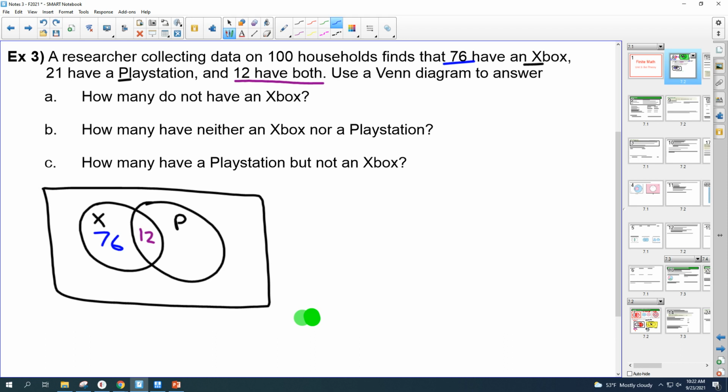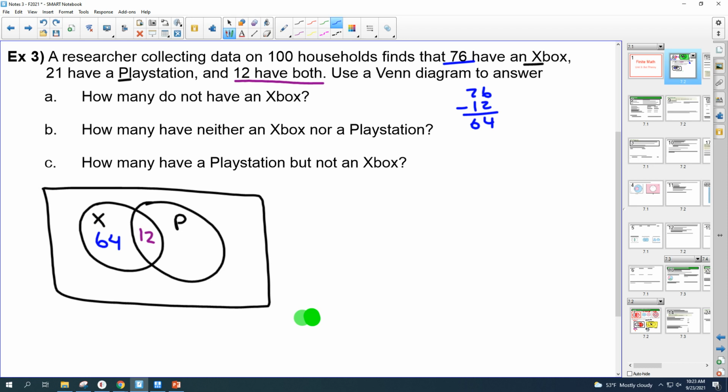It's wrong, because the number of people that have an Xbox is represented by this circle. And this circle now says that 88 people have an Xbox. Okay, so that can't be right. If you think about it, we've already represented 12 of those 76. So that means there must be 64 other people. In other words, those 64 people do not also have a PlayStation. 12 people have both of them. 64 just have an Xbox.